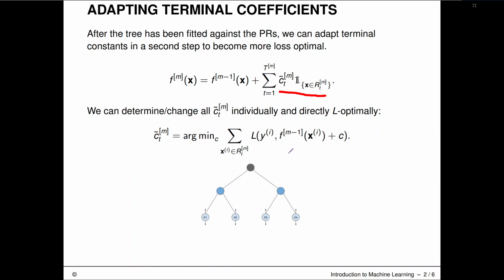So we can now simply write down our model and the risk of our model, but make one constant for one terminal region flexible, variable, and fit that, for example, through a line search, or maybe through some gradient step, depending on how differentiable our loss function is.